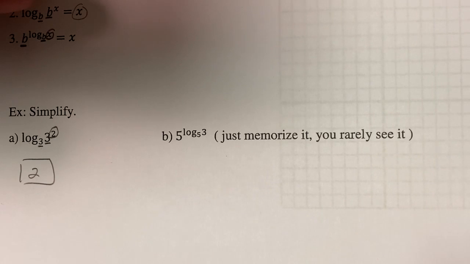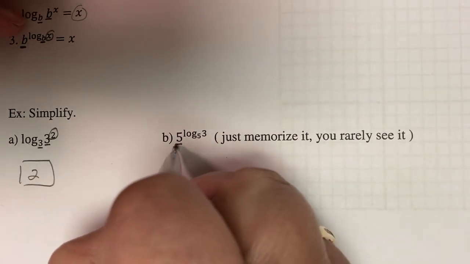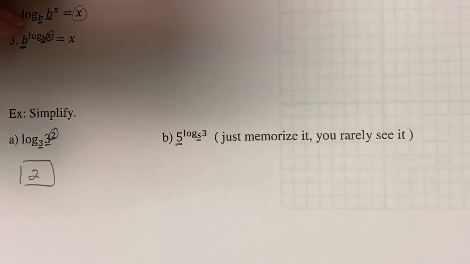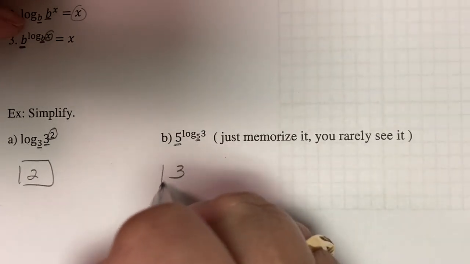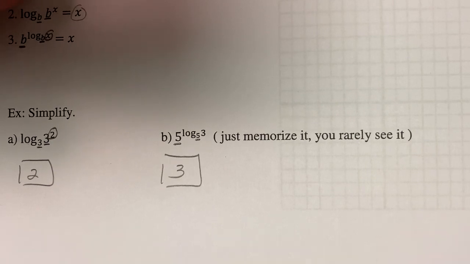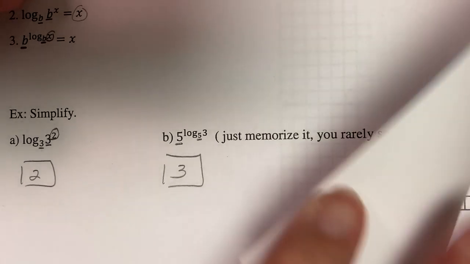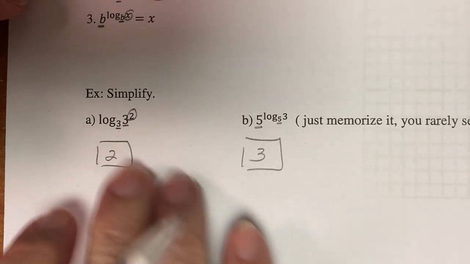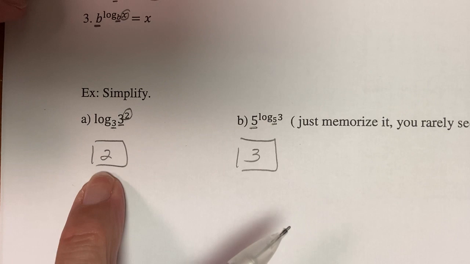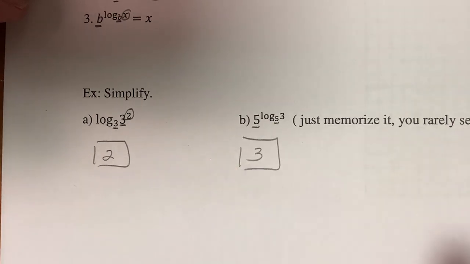For this one, see how the base of the exponent is the same as the base of the log? Those numbers are the same. Your answer is simply 3. And that is it. No work to be shown. But we're going to use this one when we do log equations in one of our next sections. This one you use a lot. Not so much for that one.